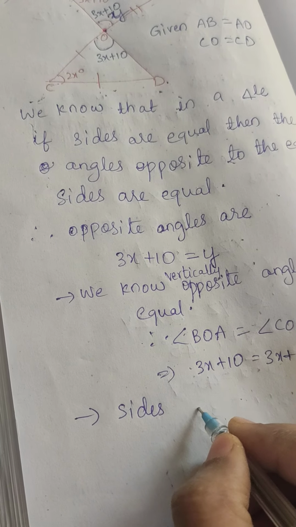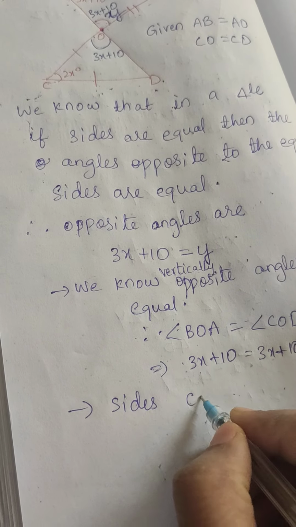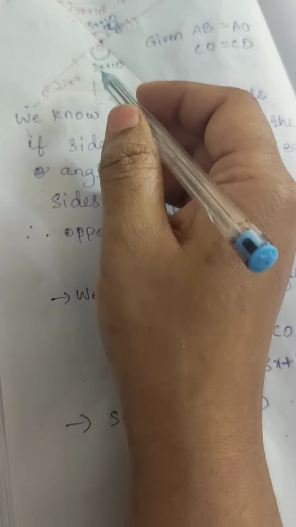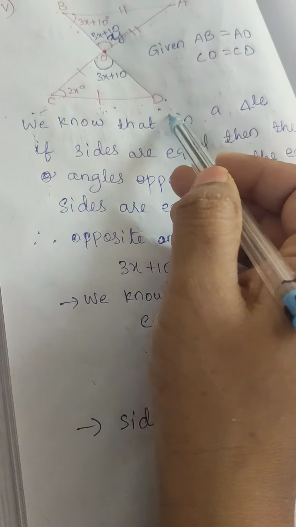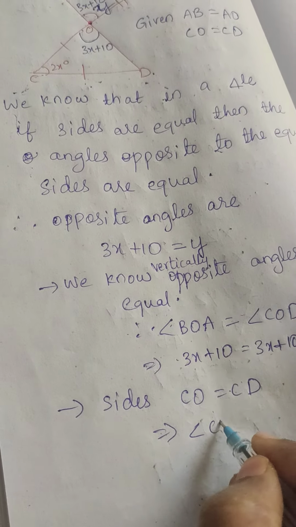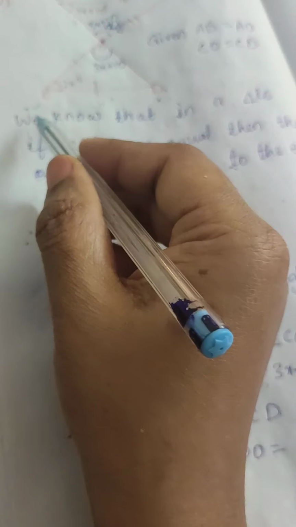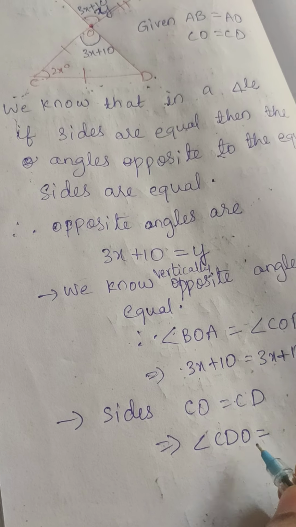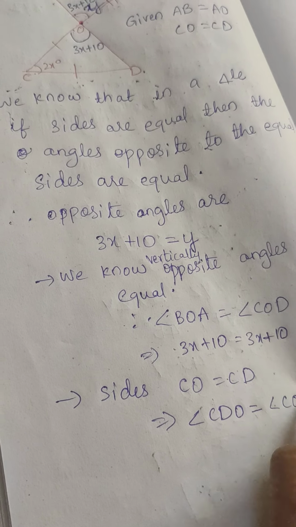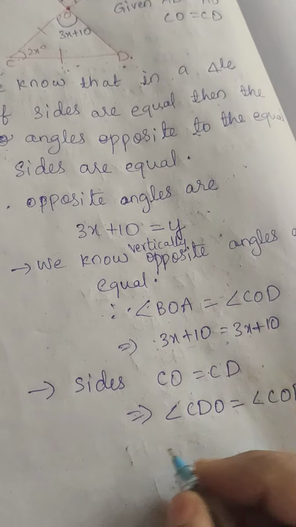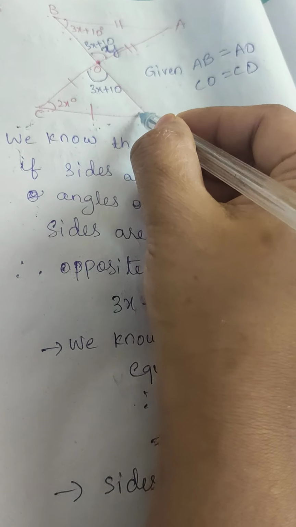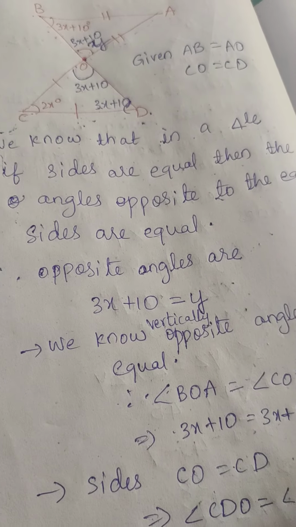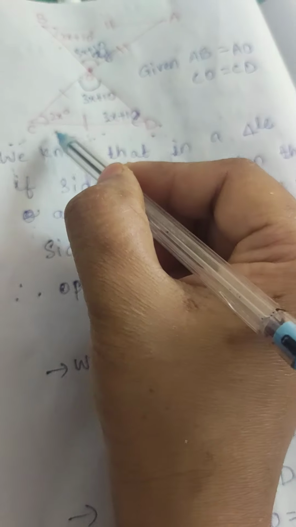Okay, opposite sides, what sides are equal? CO is equal to CD. This implies angle CDO is equal to, this is opposite side of this and opposite side of this is COD, angle COD. Okay, therefore this also becomes 3x plus 10. Okay, now we know the three angles.